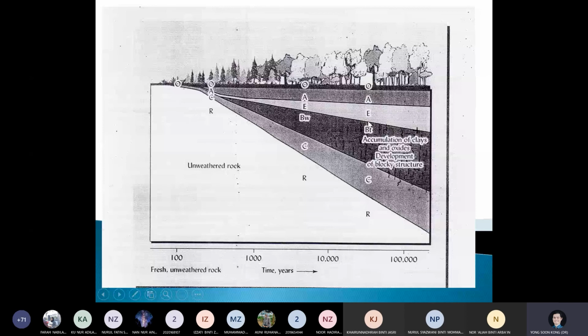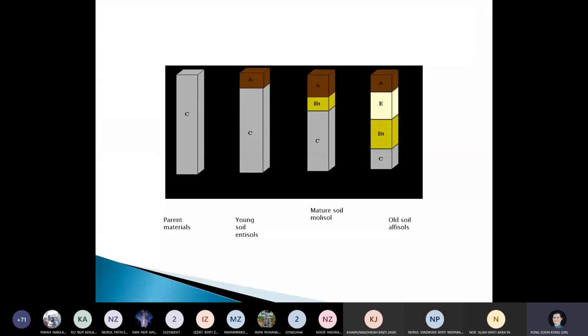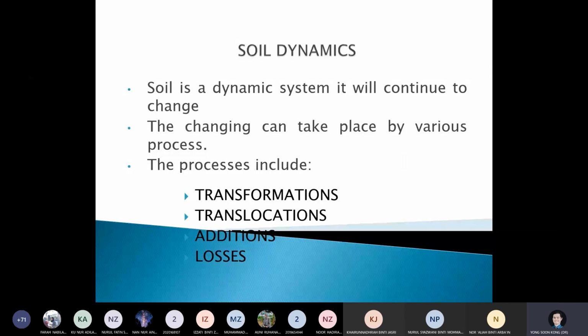So they have O, A, E, B, C, R horizons, and these are the horizons that you need to remember later on. Usually, in order to have this much developed horizon, it takes hundreds or thousands of years to have this well-developed soil. It takes a lot of time. Another image represents the time factor in causing the weathering process. So that is it, all five factors.